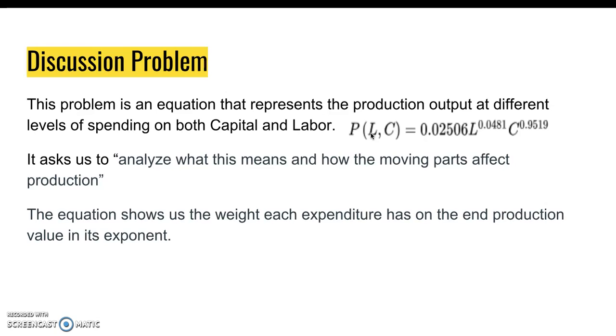Now, it asks us to analyze what this means and how the moving parts affect production. The equation shows us the weight each expenditure has on the end production value and its exponent. For example, capital expenditure has a much higher weight with an exponent of 0.95 than labor does with an exponent of 0.0481.